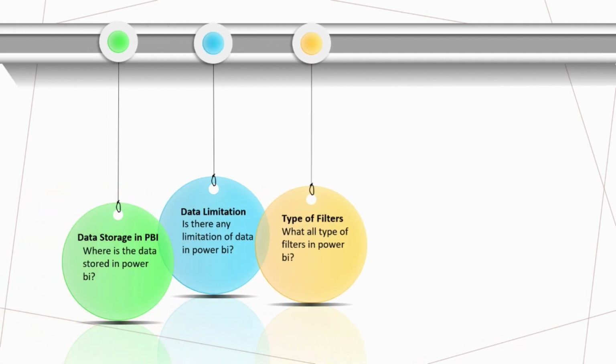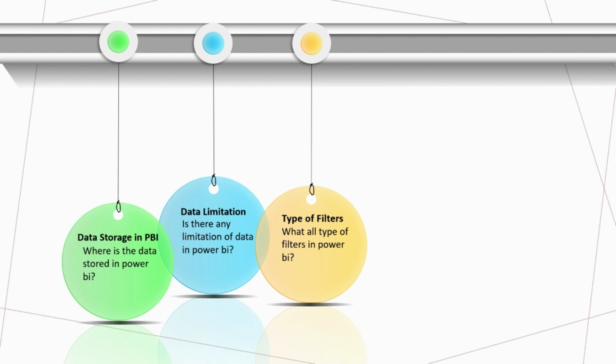What all types of filters do we have in Power BI? The answer is some of the most common types of filters in Power BI are visual level filters, page level filters, report level filters, and many more. Let's see one by one. Visual level filters. These filters are applied to a specific visual or chart and only affect the data displayed in the visual.